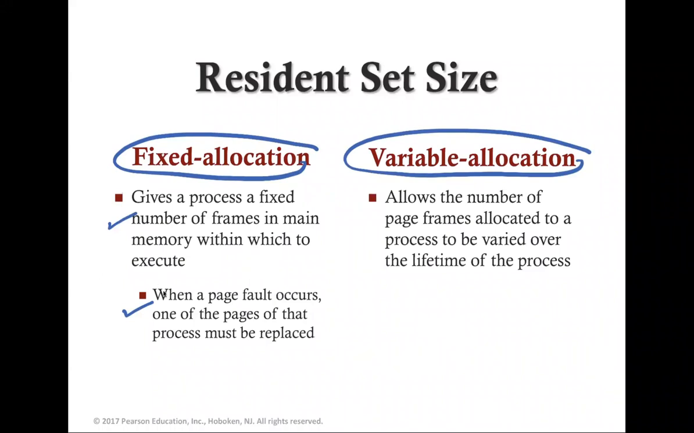On the other hand, the variable allocation policy allows the number of page frames allocated to a process to be varied over the lifetime of the process. Ideally, a process that is suffering from high levels of page faults, indicating that the principle of locality only holds in a weak form for that process, would be given additional page frames to reduce the page fault rate.